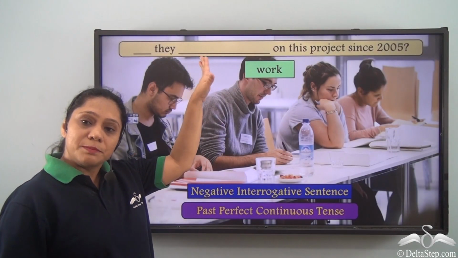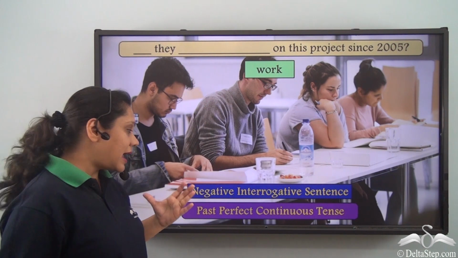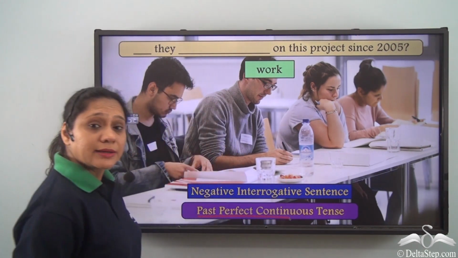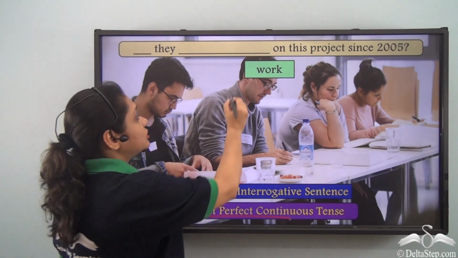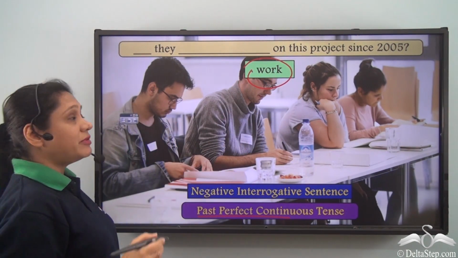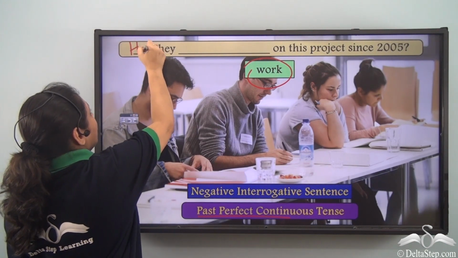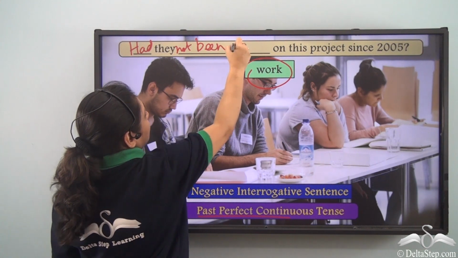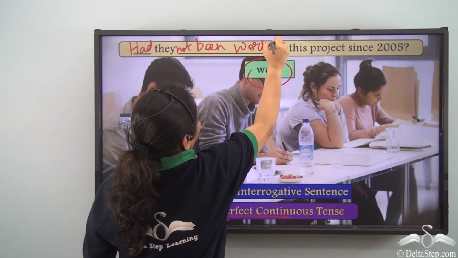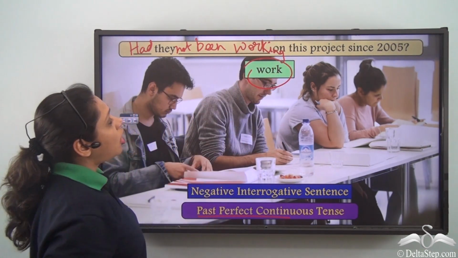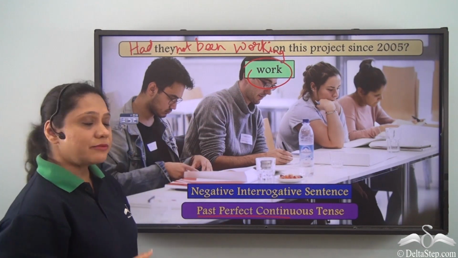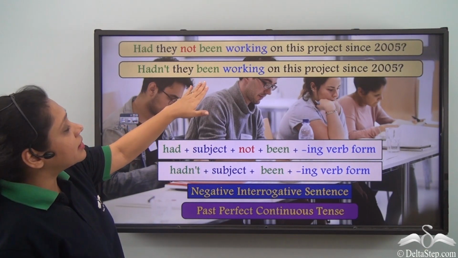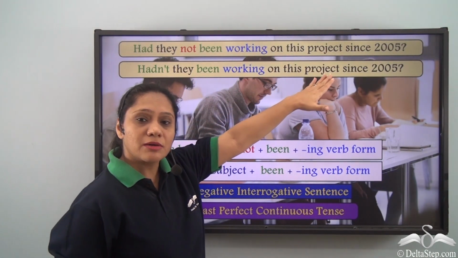Now, how will we complete this sentence as a negative interrogative sentence portraying the past perfect continuous tense? The verb given to us is work. We will write, had they not been working on this project since 2005. We can also write, hadn't they been working on this project since 2005?